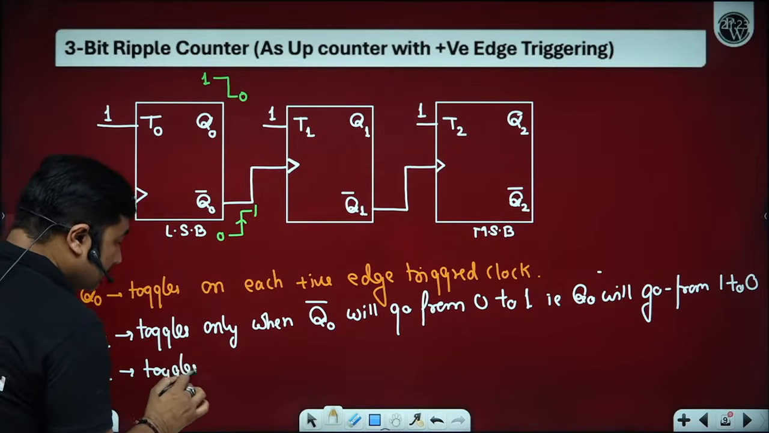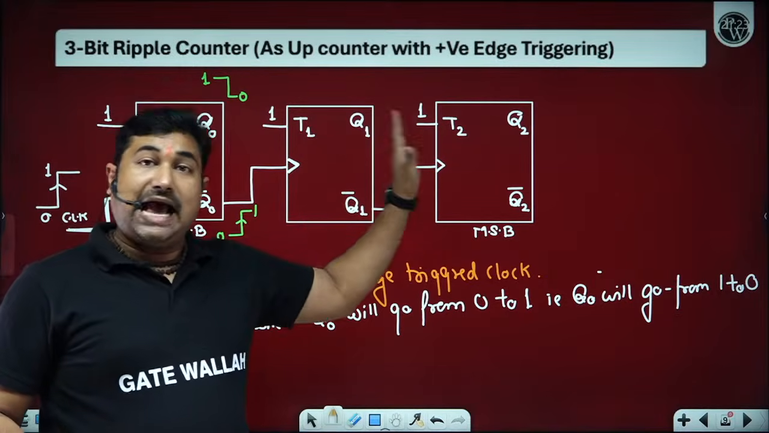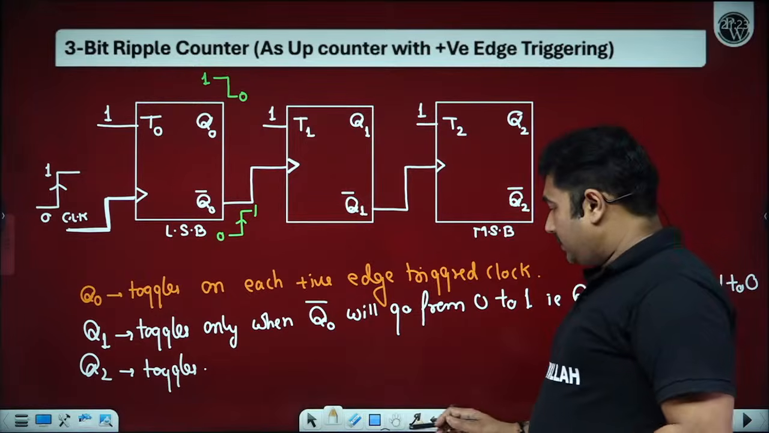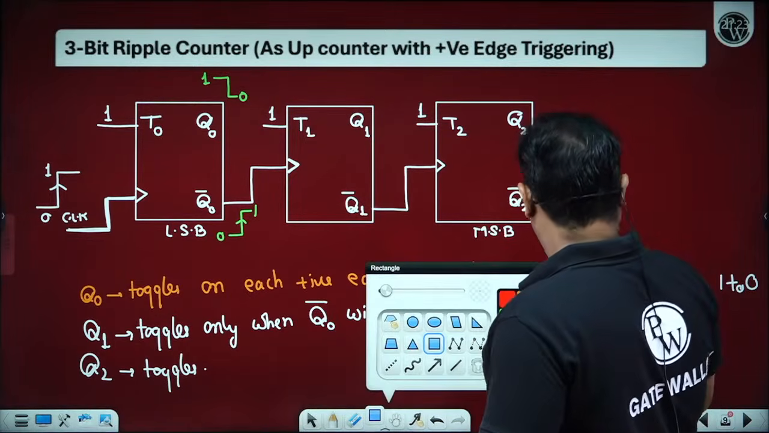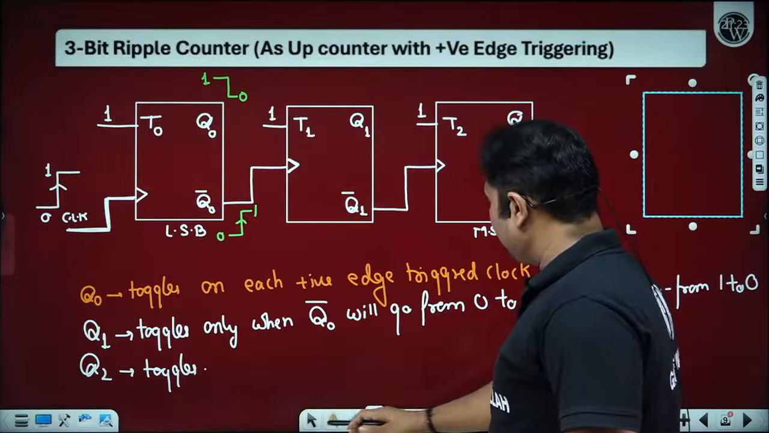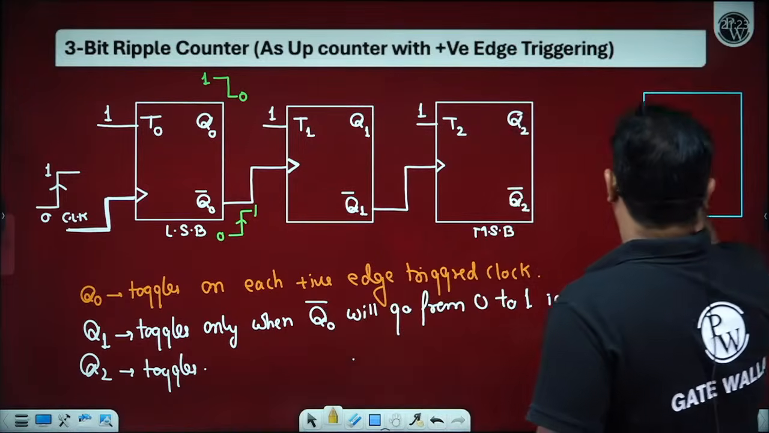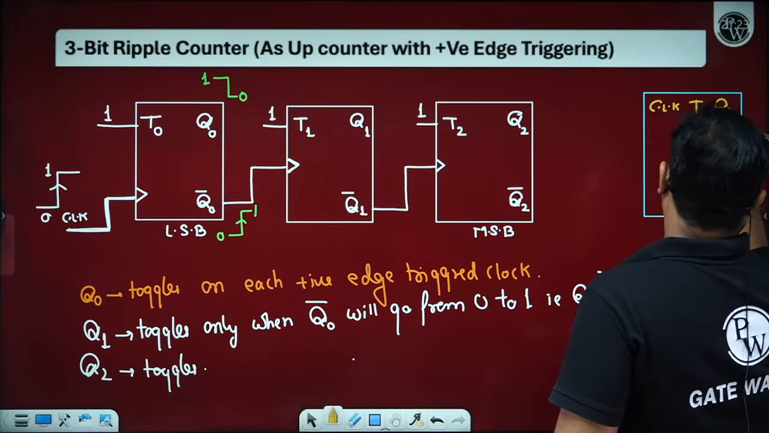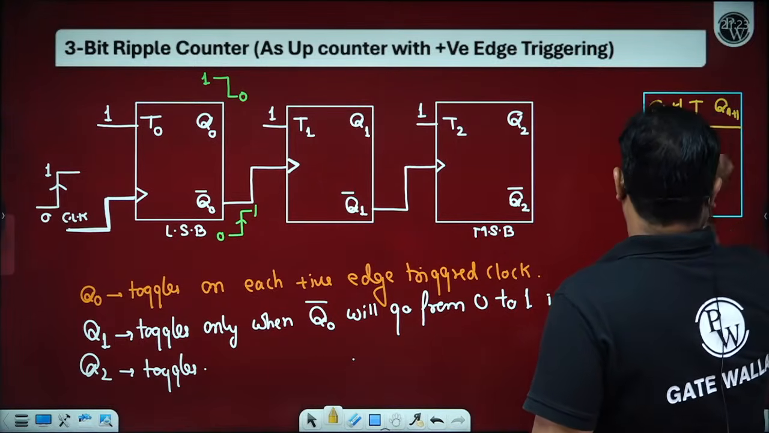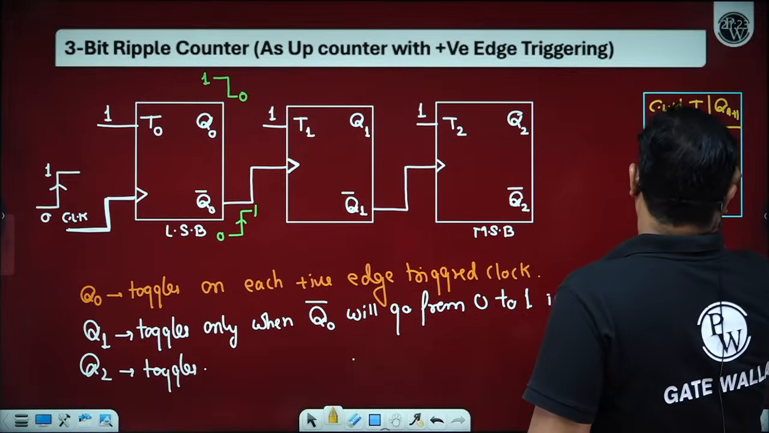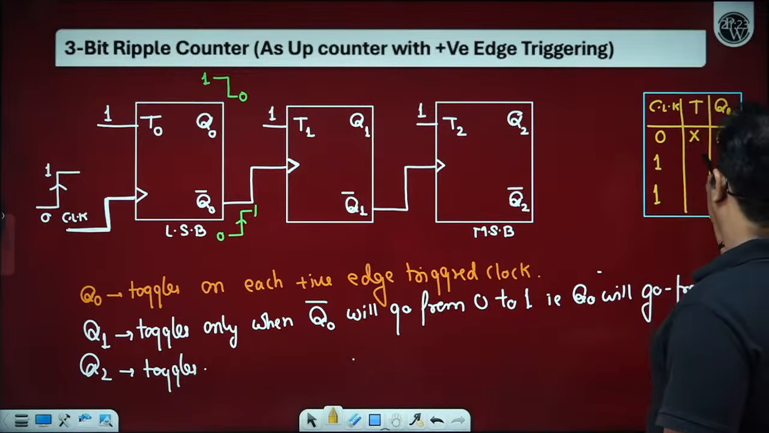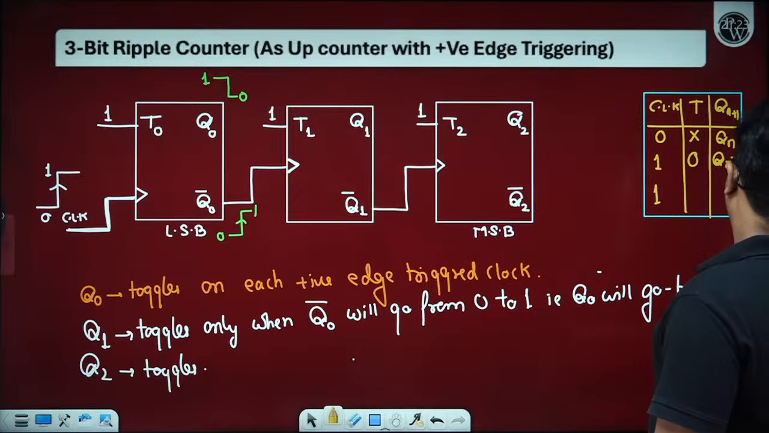When Q2 toggles, T2 is equal to 1 as per the flip-flop truth table. We all know the T flip-flop truth table. Hoping all of you remember it. In the case of a T flip-flop, if there is no clock, then irrespective of T, Qn plus 1 will remain at Qn. When the clock appears, then for 0 it holds and for 1 it toggles.